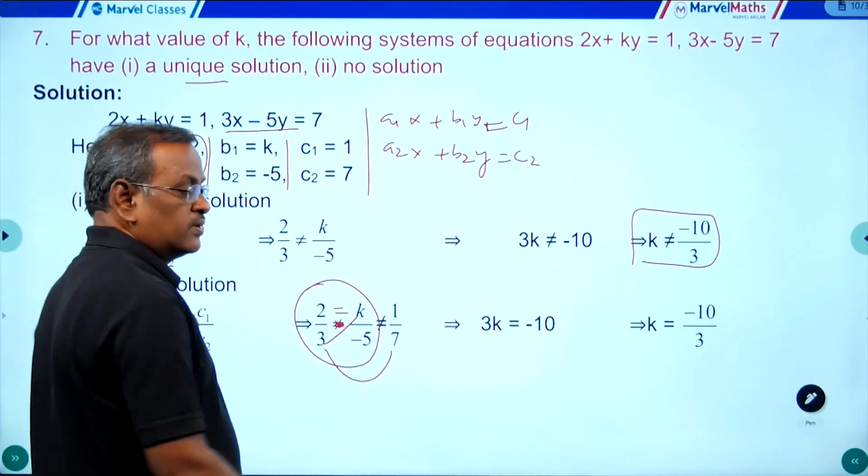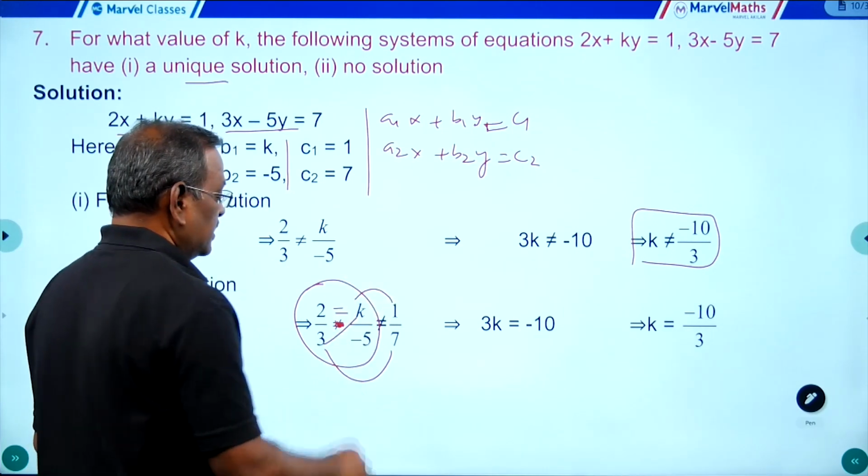Already a1 by a2 not equal to c1 by c2. So you have to prove this condition. What is the condition?